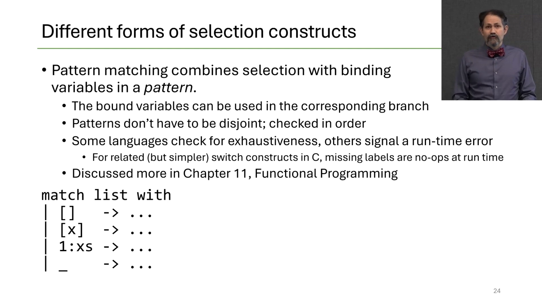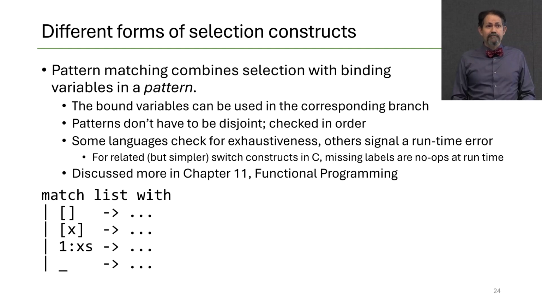Another form used in functional programming languages is pattern matching. Pattern matching combines selection with binding variables in a pattern. Those bound variables then can be used in the corresponding branch that was selected. Patterns don't have to be disjoint. They're simply checked in order, and the first one that matches is the one that is chosen. In the example I've shown here, we match a list in various ways.